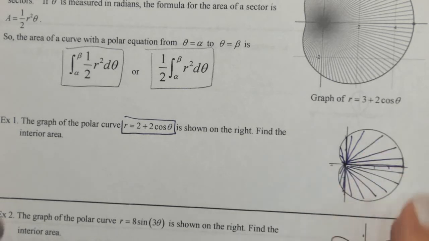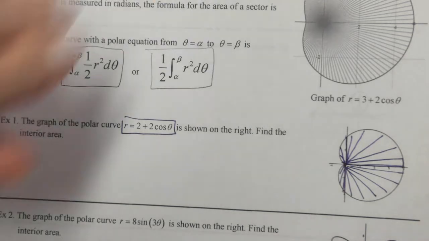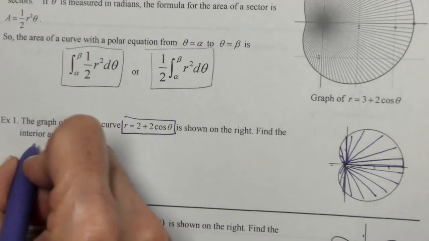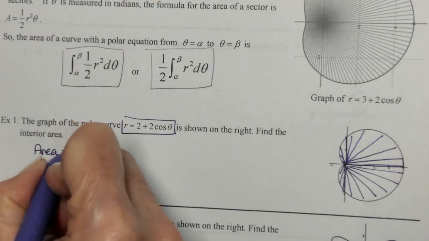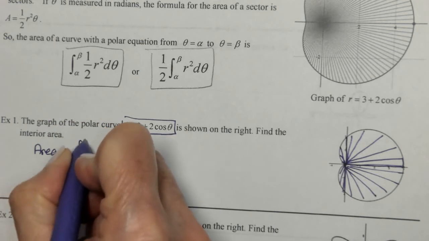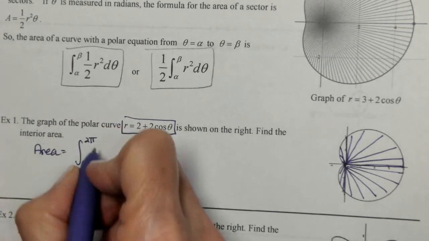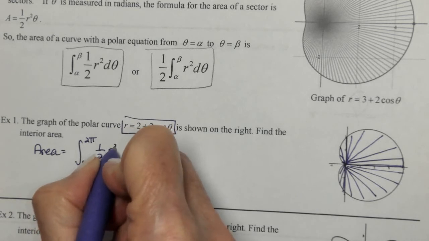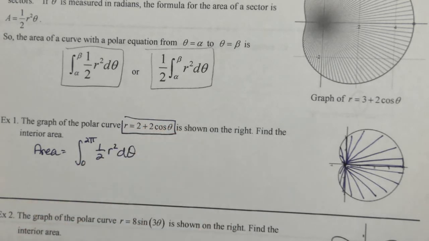Back when you were doing your polar refresher, I said we need to know a set of theta values that form one complete graph. This is when we need that. So the area is going to be from 0 to 2 pi of 1/2 r squared d theta. You got to know that formula. 1/2 r squared d theta.